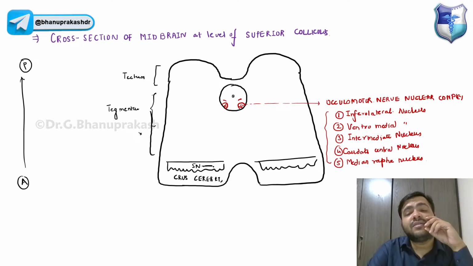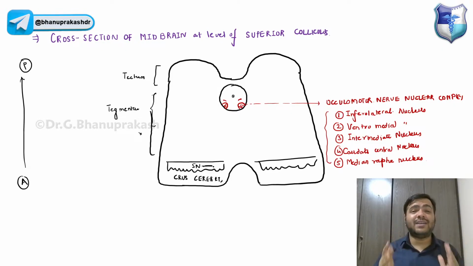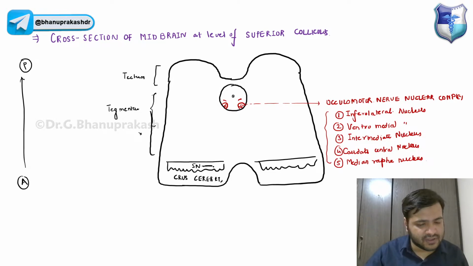It supplies the sphincter of the pupil, guys, and also the ciliaris muscle. And you already know, if it is supplying the sphincter of the pupil, it will help in the constriction. And if it is supplying the ciliaris muscle, it will produce the accommodation. It will adjust the accommodation for the near vision, guys.